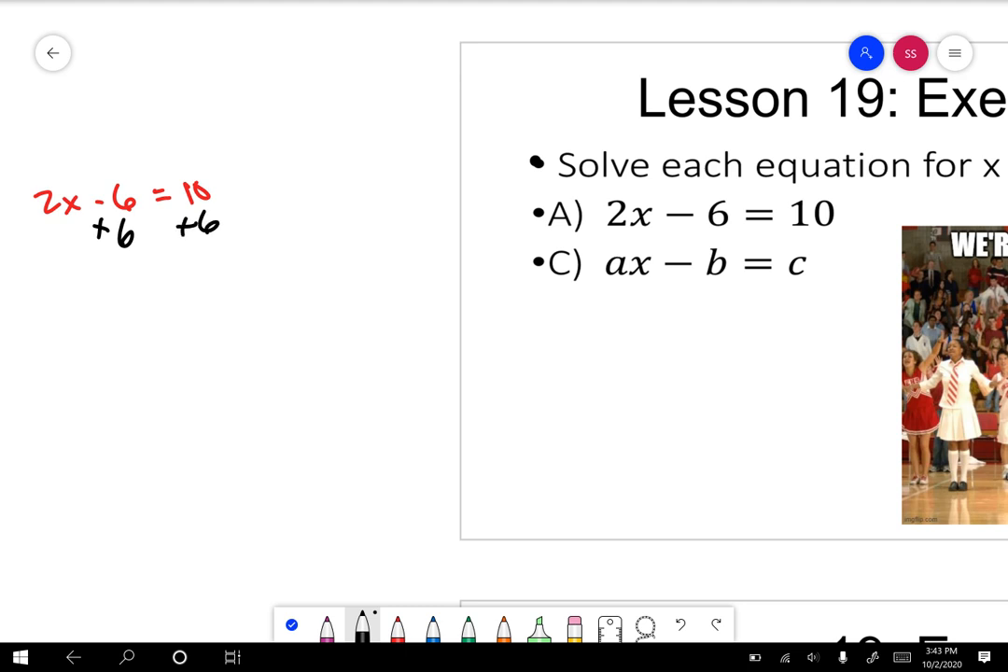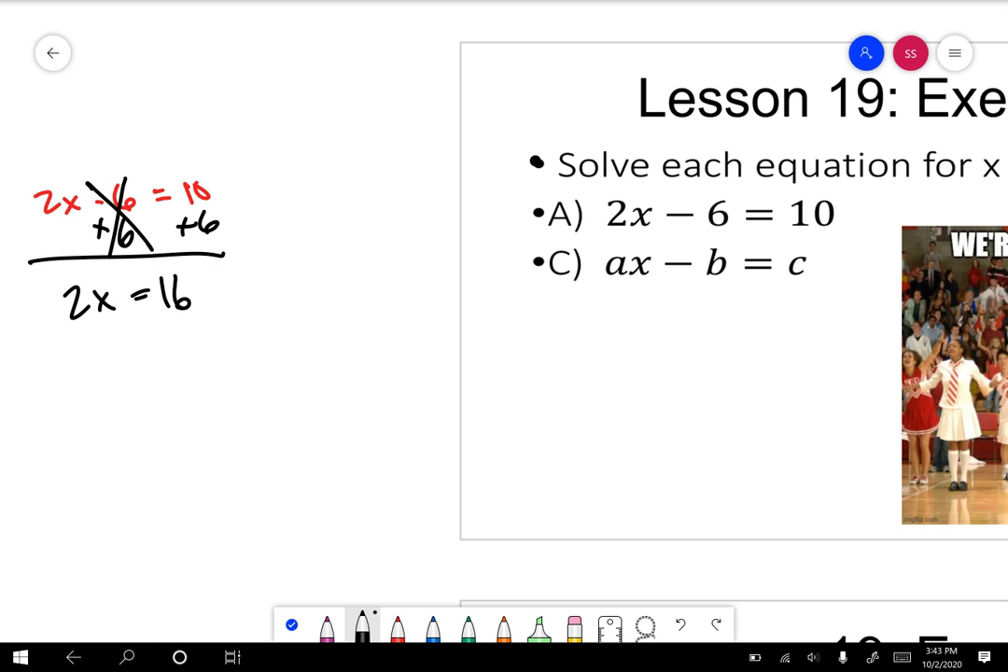Remember, if you add to one side, you have to add to the other to keep the balance. And here we get negative 6 plus 6 would be 0. So we're left with 2x on the left. And on the right, we have 10 plus 6, which would be 16.